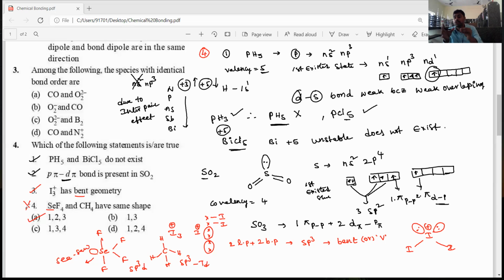A pi bond is not a hybrid orbital bond. A pi bond is formed by the overlapping of atomic orbitals of the central atom as well as the atomic orbitals of bonded atoms only. That's why pi bonds are not considered hybrid orbital bonds. So only sigma bonds and lone pairs we have to consider as hybrid orbitals. Okay, students, let's go to the fifth question.